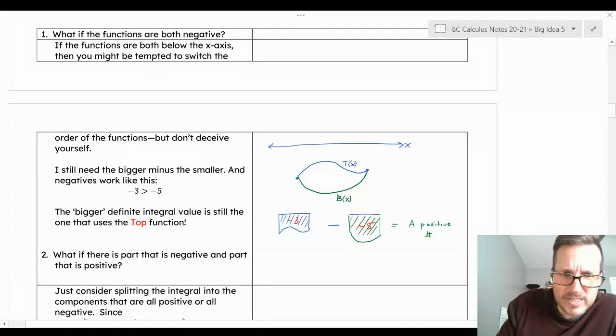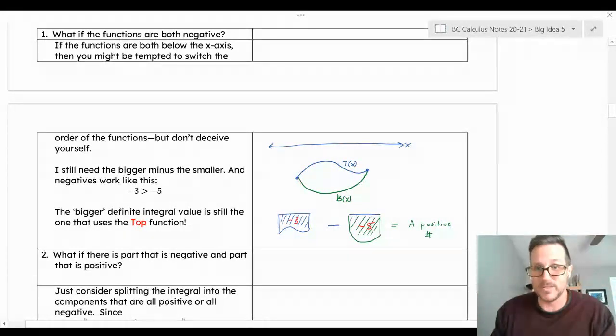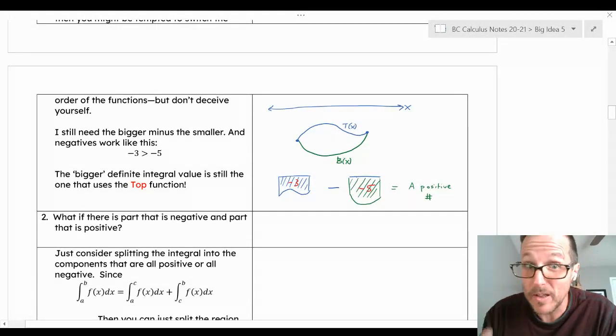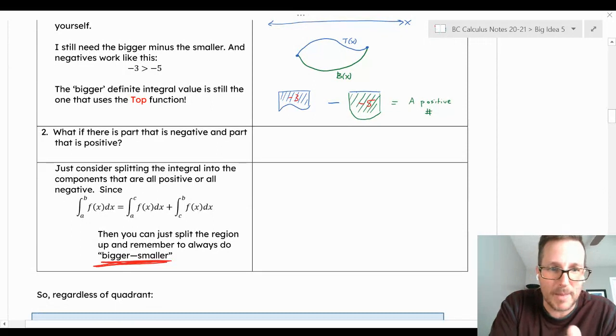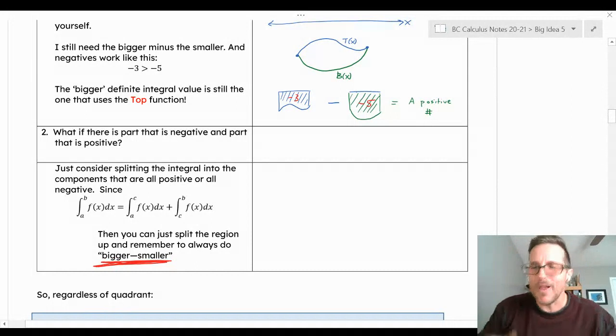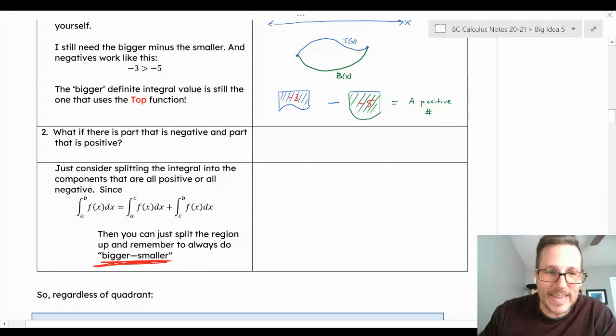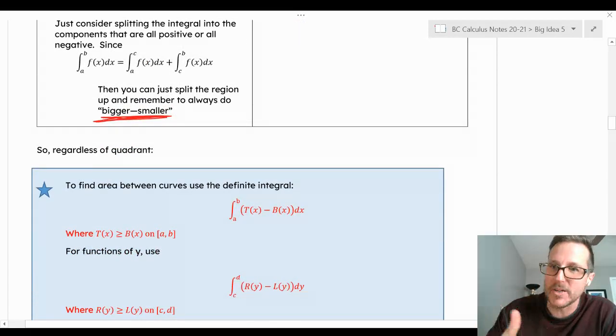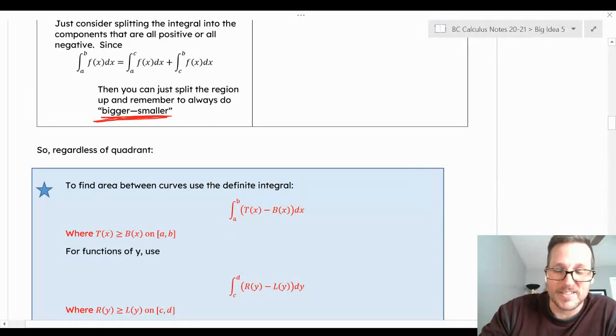So what if some of it is negative and some of it is positive? Well, it doesn't matter, because you can split up definite integrals into component pieces. So if you need to, which you don't, you can just split up definite integrals. So you're just taking the positive piece and the negative. What am I trying to say here? Don't do anything different. It's always the bigger minus the smaller. Thus, it is always the top function minus the bottom function, the definite integral of that on a to b, right? As long as t is greater than b on a to b, the interval.